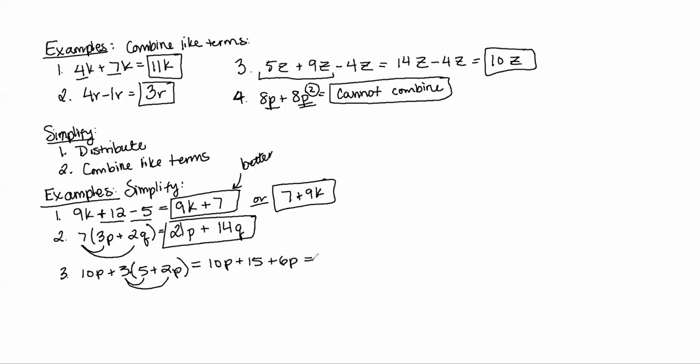And now if we check for like terms, we have a 10p and a 6p, nothing to combine with this 15 because it doesn't have a p. So 10p plus 6p gives us 16p, and then I'll put this plus 15 at the end because it's still part of our answer.